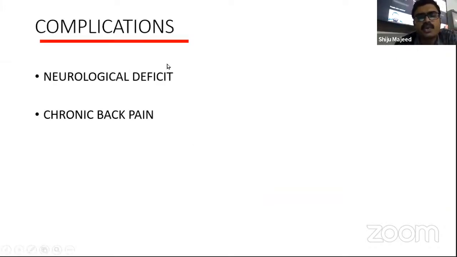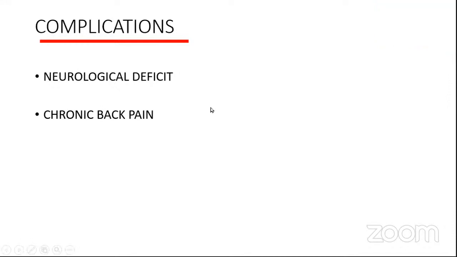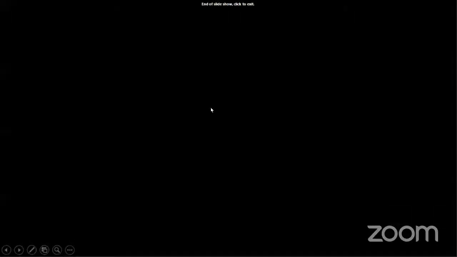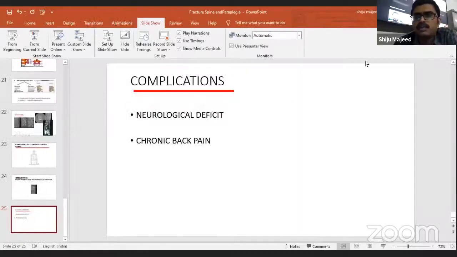Among the complications of all fractures of the spine, the most important complication you should know is the presence of neurological deficit, depending upon the level at which the fracture occurs. Then sometimes many patients develop chronic back pain after a fracture. So this is what I have covered. Now one more topic that I have to cover is the incomplete spinal cord syndromes, and this will sometimes be asked as a short note.